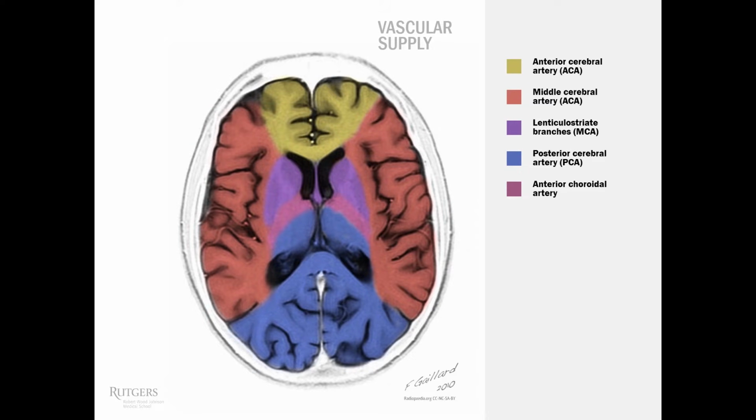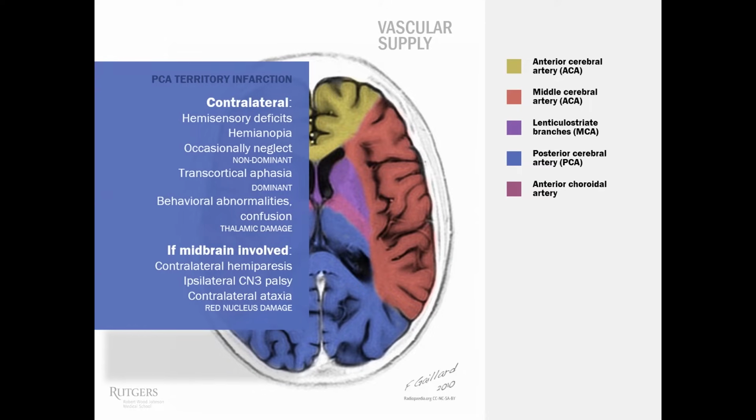Now, PCAs supply the thalami, so-called the switchboard of the brain, as well as occipital lobes and large parts of the midbrain. So it's not surprising that PCA territory infarctions can be very diverse. They can cause sensory loss on the contralateral side, but also field cut, hemianopia, occasionally neglect if you damage the non-dominant thalamus, and transcortical aphasia if you damage the dominant thalamus, and behavioral abnormalities. The patient can look frankly psychotic with thalamic damage.